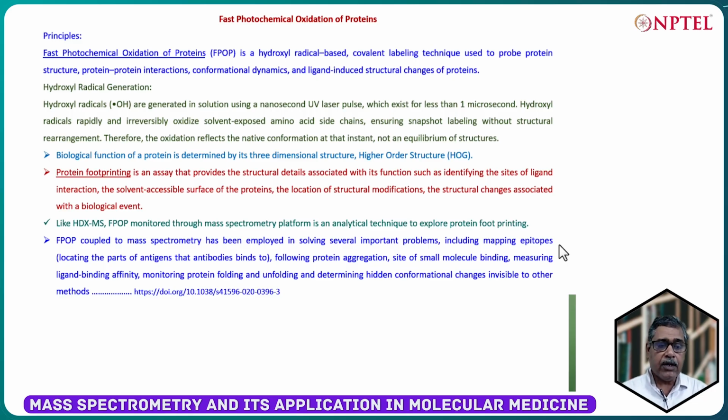Now, FPOP coupled to mass spectrometry has been employed in solving several important problems, including mapping of epitopes, that is locating the part of antigen that antibody binds to, following protein aggregation, site of small molecule binding, measuring ligand binding affinity, the association dissociation, monitoring protein folding, unfolding event, and determining hidden conformational change invisible by other methods.